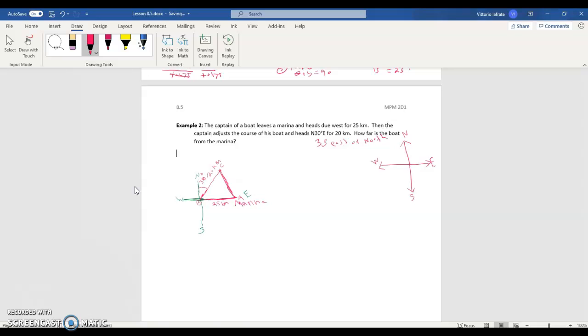What we're asking is, how far are we from the marina currently? So after we did a trajectory, we're at point C, marina's at point A. We're asking for this measurement here, little b. And so we have 25 kilometers, 20 kilometers. This does not look like a right angle triangle. So chances are I can't use my simple trig ratios. But let's just write down what we want to do. Our goal is to find b.